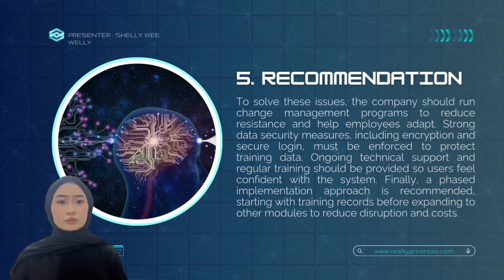Now moving to recommendations. To overcome employee resistance, the company should introduce a change management program and provide adequate training. To ensure security, strong measures like encryption and secure login must be enforced. Technical support must also be available along with regular refresher training to make sure employees feel confident in using the system. Finally, we recommend a phased implementation approach, starting with training records first before expanding to other modules. This reduces risk and costs.